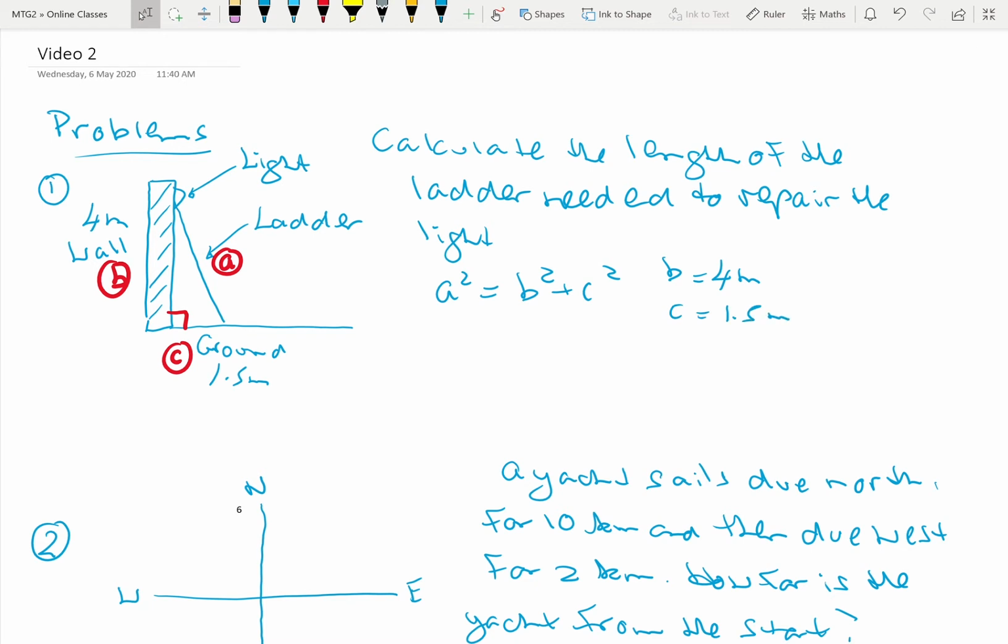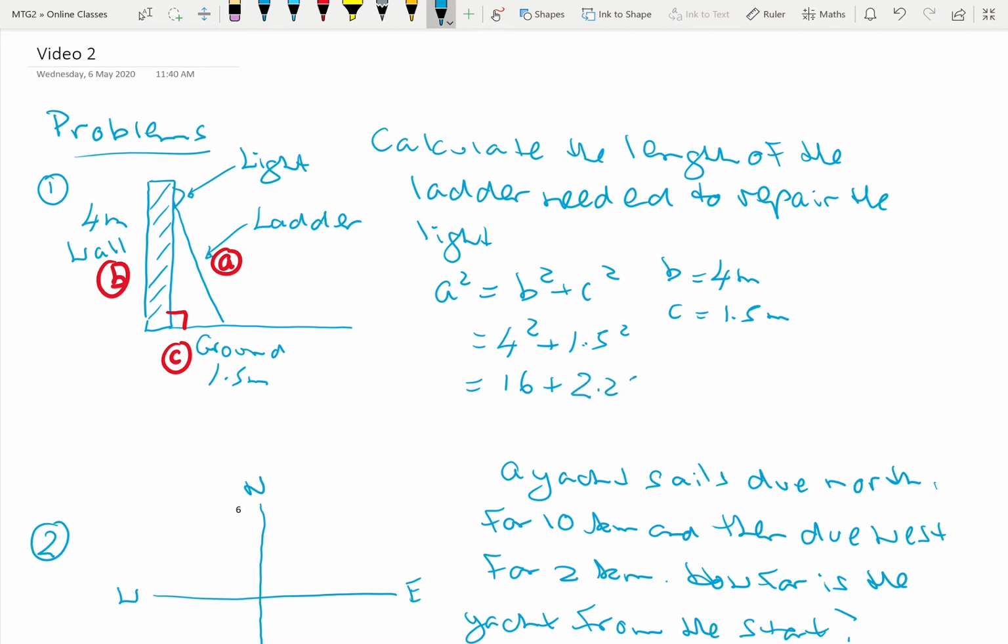To work out my A, I substitute my B and C in. So I end up with 4 squared. I add that to 1.5 all squared. So on my calculator working that out, that equals 16. And by squaring 1.5, or 1.5 times 1.5, I end up with 2.25 as my answer. Add those together and I get 18.25.